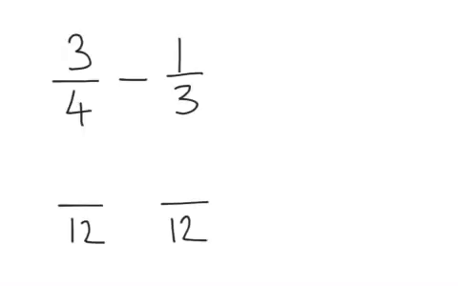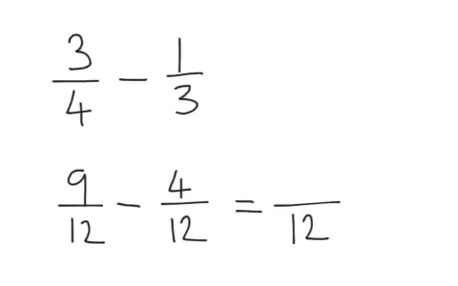So the equivalent fraction for 3/4 is I multiply top and bottom by 3. So 3 times 3 is 9. And the equivalent fraction for 1/3, well, I need to multiply the bottom by 4, so I multiply the top by 4. So 1 times 4 is 4. And we're subtracting those. And now they have a common denominator. I know that when I subtract them, the denominator will stay the same. 9 minus 4 is 5.